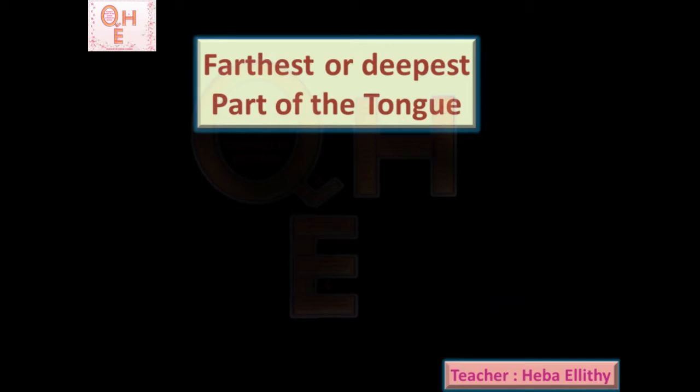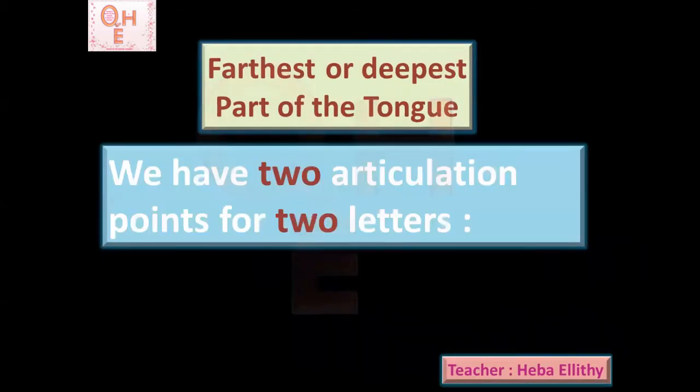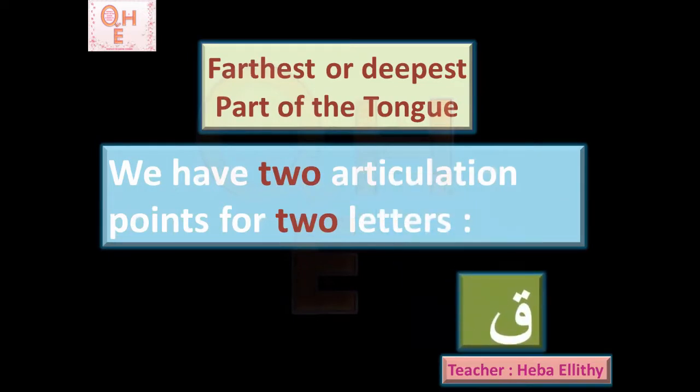Let's start together inshallah and see the farthest or deepest part of the tongue, how many letters come out from it and how many articulation points. We have 2 articulation points for 2 letters. These 2 letters and these 2 articulation points are for letter qaf and letter kaf.